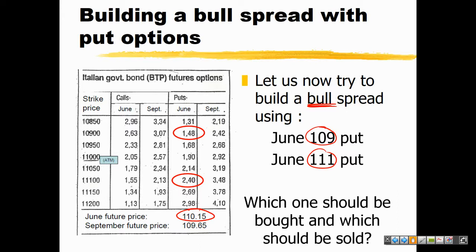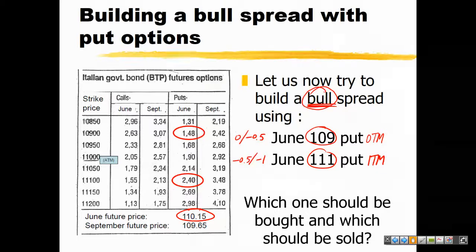The one which is in the money is the 111. 111 is a great price to sell if the market trades 110, whereas instead this one is out of the money. Okay? So, second step, the delta of the first option is going to be between 0 and minus 0.5. The delta of the second option is going to be between minus 0.5 and minus 1. Okay? If you want to have a bull spread, you must have an overall positive delta.